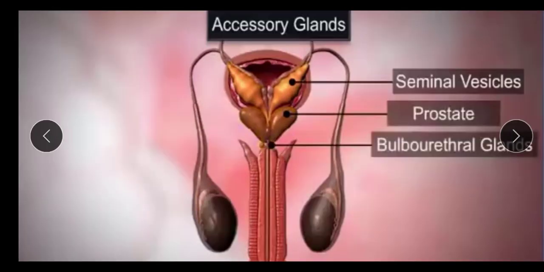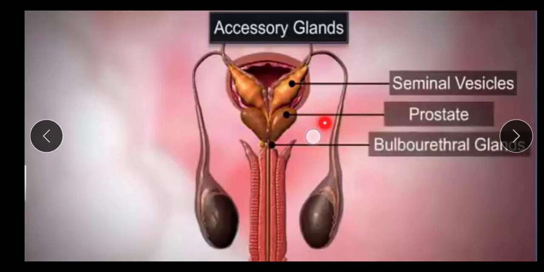We have discussed the accessory ducts, and now we will talk about the accessory glands. The accessory glands include the seminal vesicles, prostate gland, and bulbourethral glands. Firstly, the seminal vesicle is a narrow, long pouch with muscular tissue in its wall. The fluid secreted from the seminal vesicles has a pH of about 7.4, and it contains fructose, which serves as an energy source for the spermatozoa.